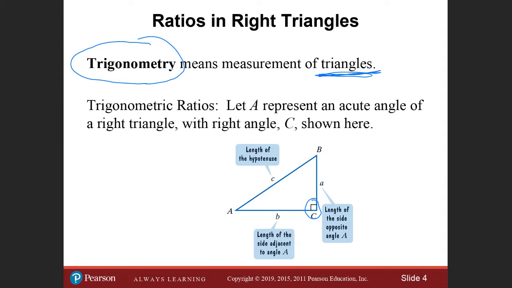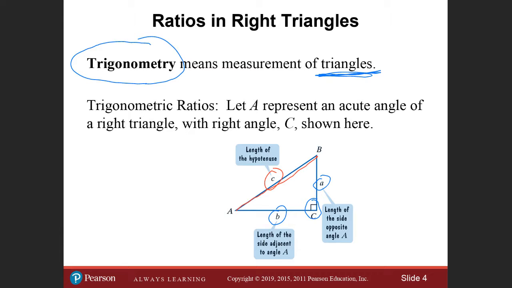And there is a label for each of the sides. The legs are labeled A, B, and the longest side here is C. So A and B can be interchanged, but not C. C is always the longest side.